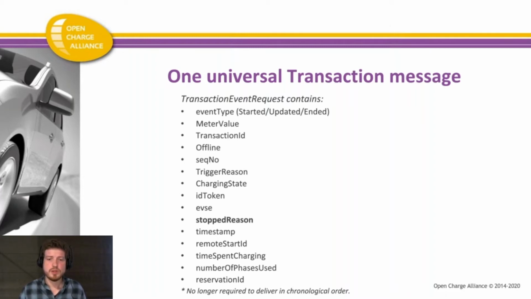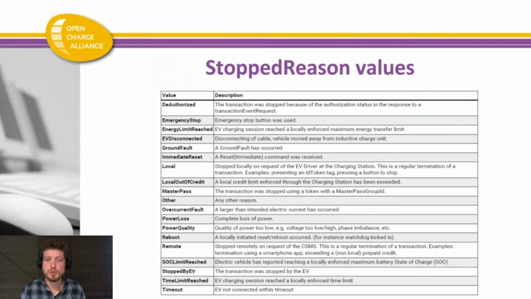The stopped reason field only needs to be provided in the last transaction event request message with event type ended. This is a similar field to the reason field in the stop transaction message from OCPP 1.6. So a lot of these values are also similar. These are also not all mandatory. The most commonly used ones are local and remote, which are the same as the ones in OCPP 1.6. So local for a local stop by an EV driver and remote by a request stop transaction from the CSMS.